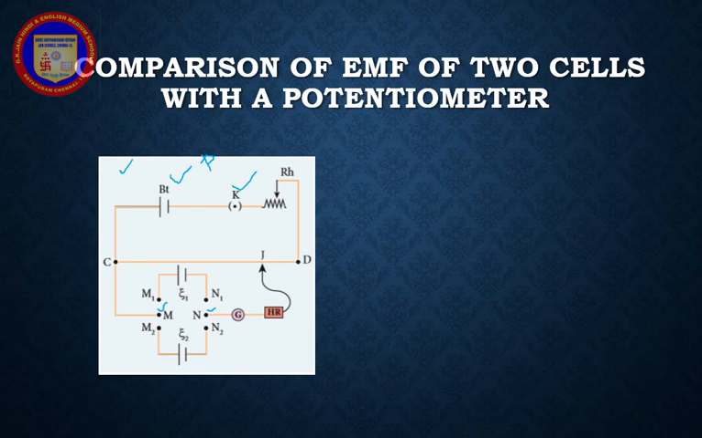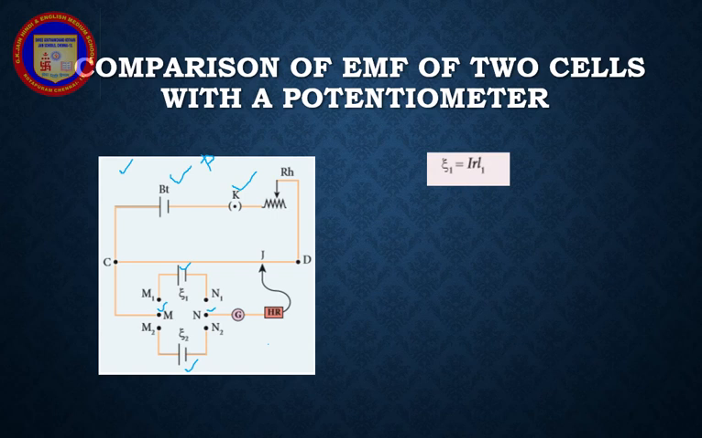The cells whose EMFs ξ1 and ξ2 are to be compared are connected to the terminals M1N1 and M2N2 of the DPDT switch. The positive terminals of the cells ξ1 and ξ2 should be connected to the same end C. The DPDT switch is pressed towards M1N1 so that cell ξ1 is included in the secondary circuit, and the balancing length L1 is found by adjusting the jockey for zero deflection. Then the second cell ξ2 is included in the circuit and the balancing length L2 is determined.